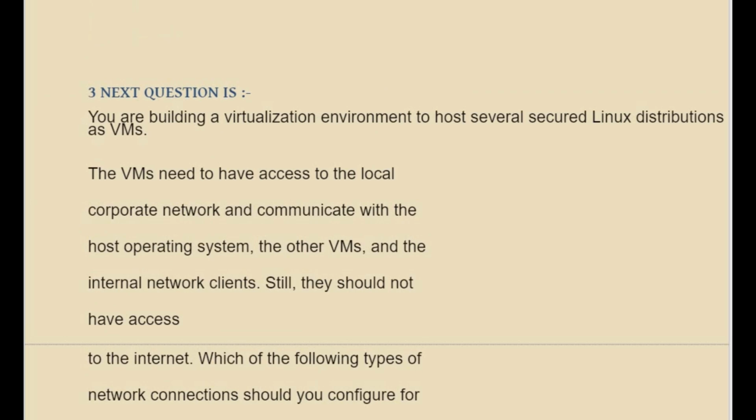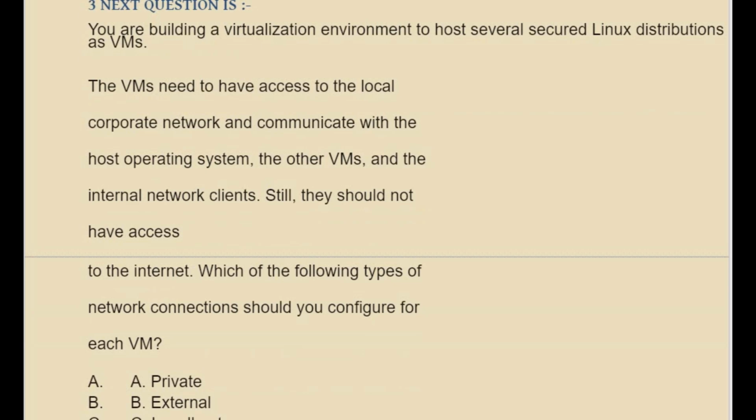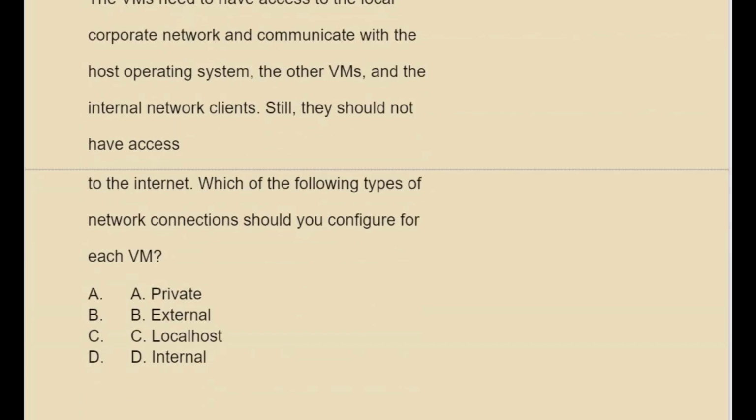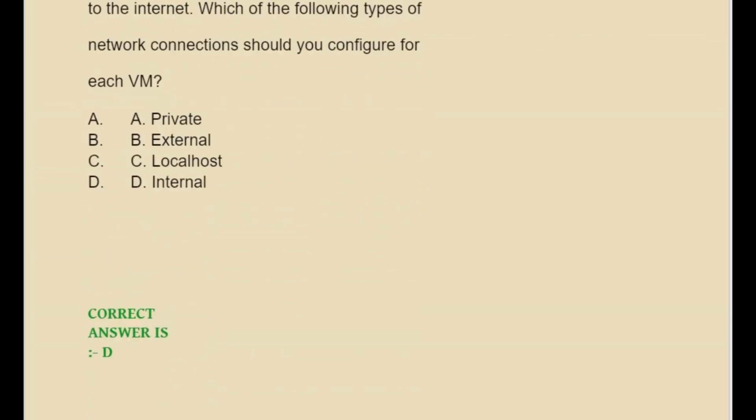Question is you are building a virtualization environment to host several secured Linux distributions as VMs. The VMs need to have access to the local corporate network and communicate with the host operating system, the other VMs and the internal network clients. Still they should have access to the internet. Which of the following types of network connections should you configure for each VM? Option A private, option B external, option C local host, option D internal. Correct answer is option D.